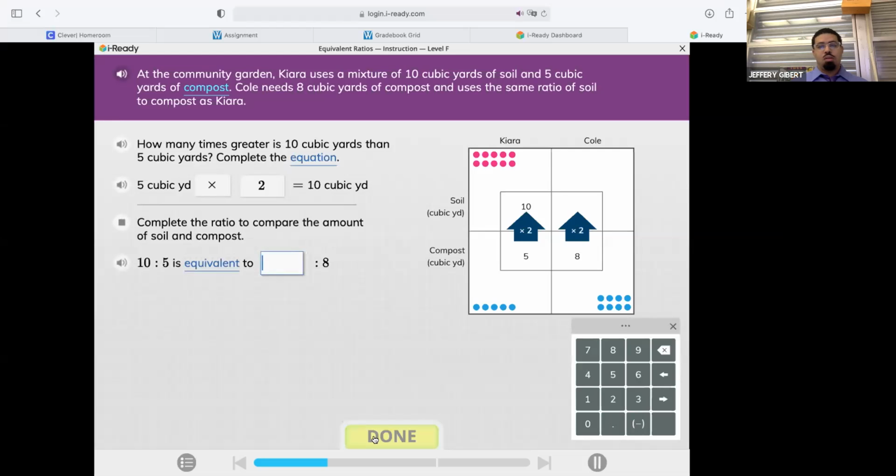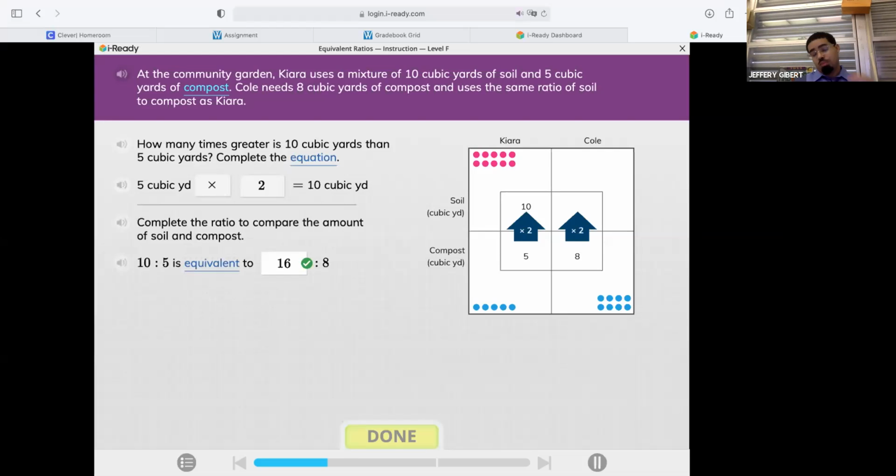Complete the ratio to compare the amount of soil and compost. All right, so Torian, what would this answer be? 16. Yes, because 8 times 2 is 16. Cole needs 16 cubic yards of soil with 8 cubic yards of compost.